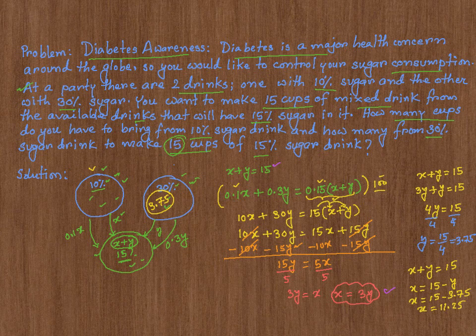So I bring in 11.25 cups from there. So my x is 11.25 cups, and my y is equal to 3.75 cups. And you can see, if you add these two, you get 15 cups, as you wanted.